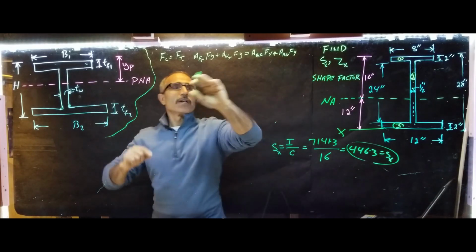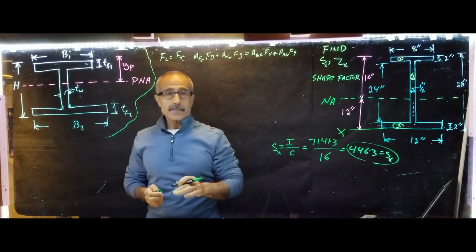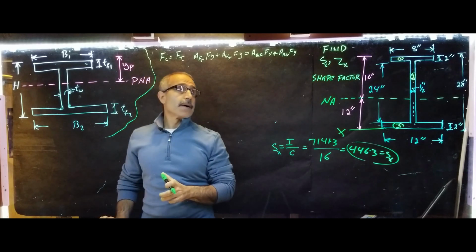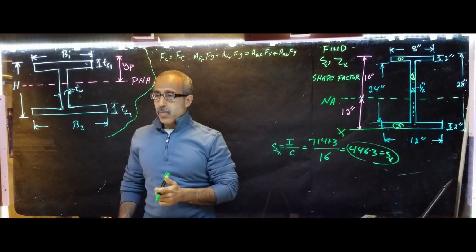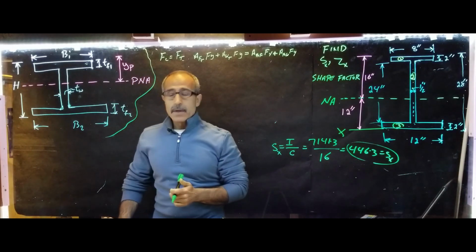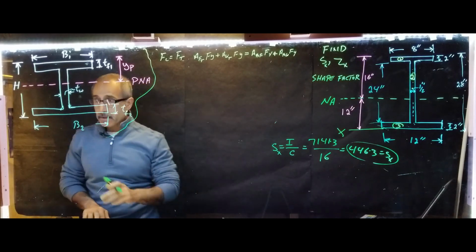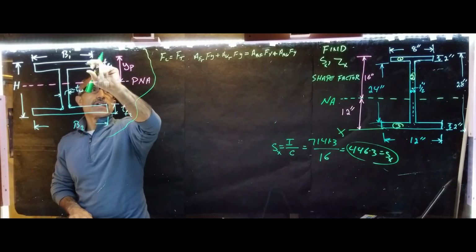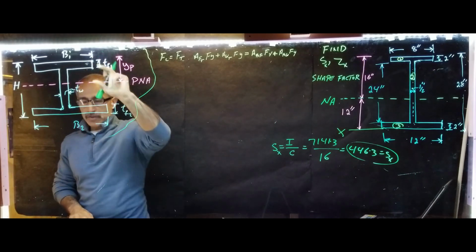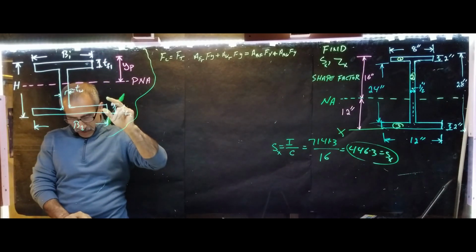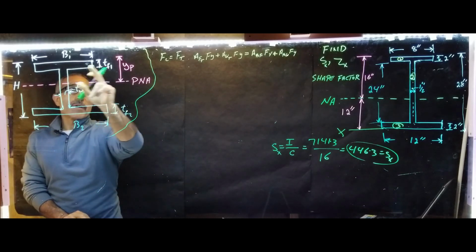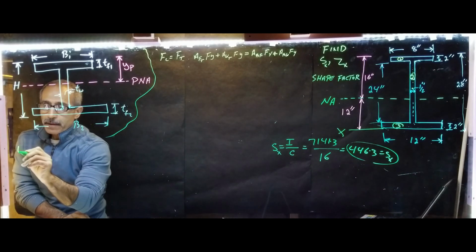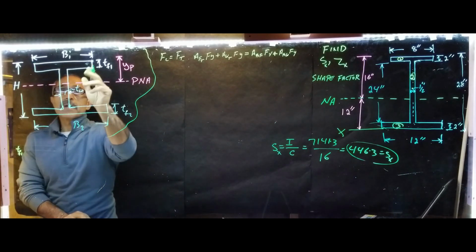Easier said than done. Now let's write these out. If we write these down, I need a lot of room, so I'm going to start from here. The area of the top flange is equal to TF1 multiplied by B1.